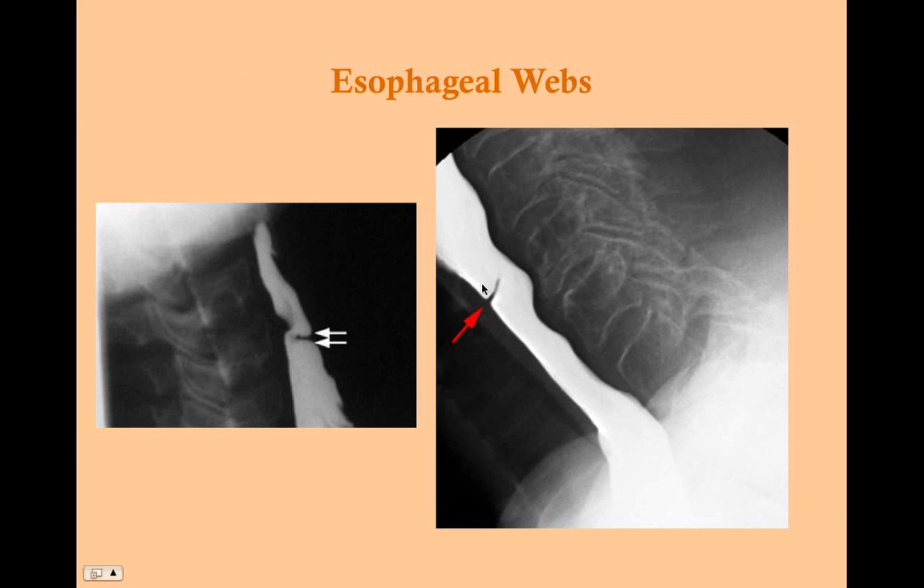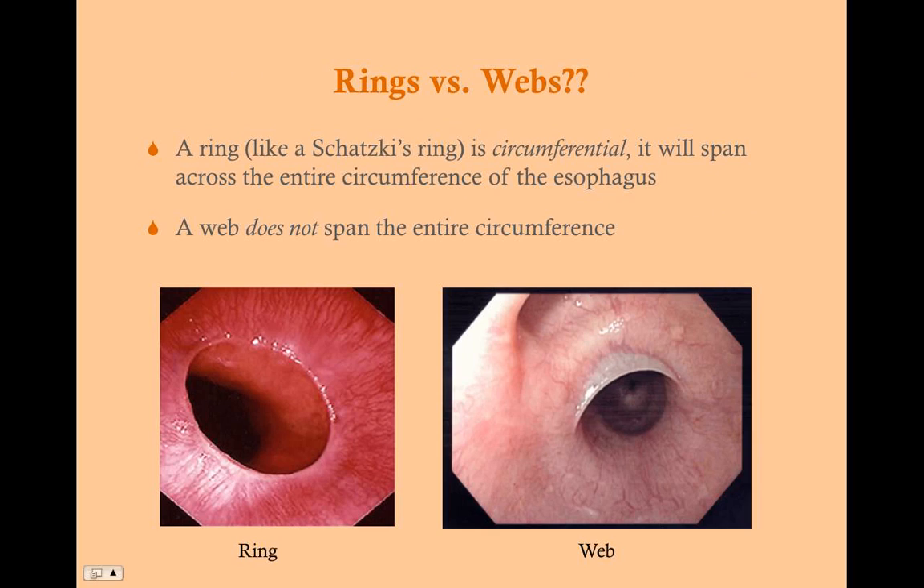And so this is a web here. You can see these are both in the neck. Here's the patient's head right here. So this is the neck. This is the cervical vertebrae. And so you can see that this is clearly not a ring because there's no narrowing on this side. Same here. You got narrowing here, but no narrowing on this side. So this is a web. It would look like this. You've got the narrowing here, but no narrowing here.